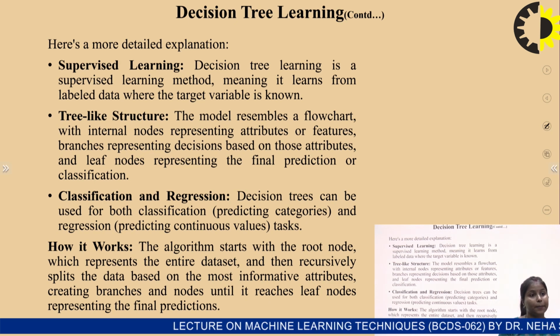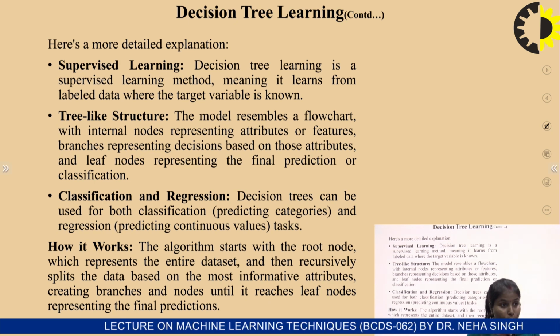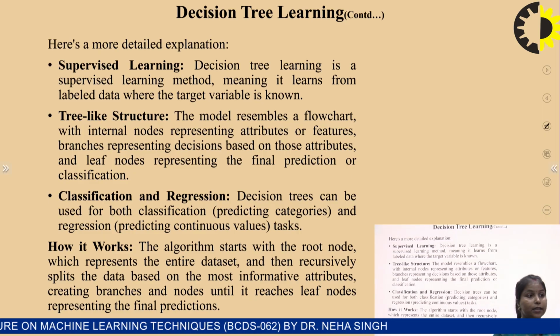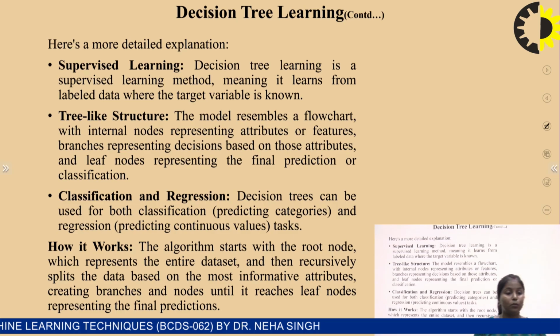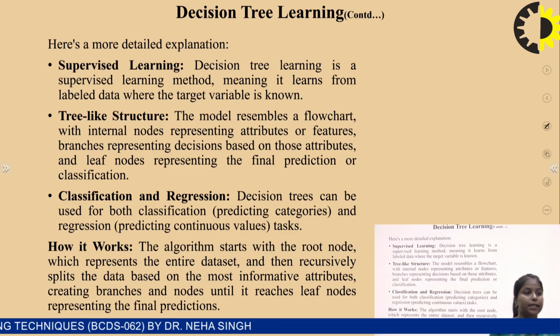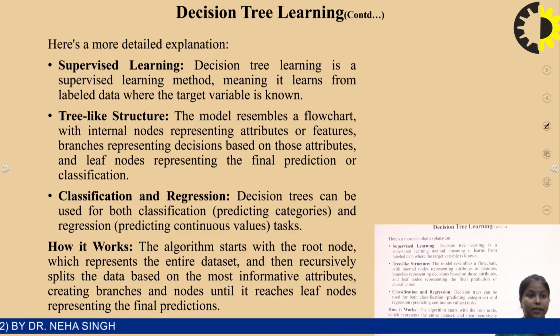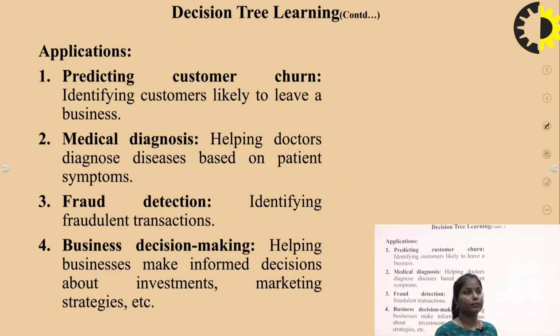So the algorithm starts from the root node, which represents the entire data set, and then recursively splits the data based on the most informative attributes, creating branches and nodes until it reaches leaf nodes representing the final predictions or output.